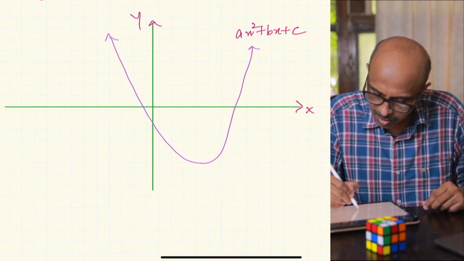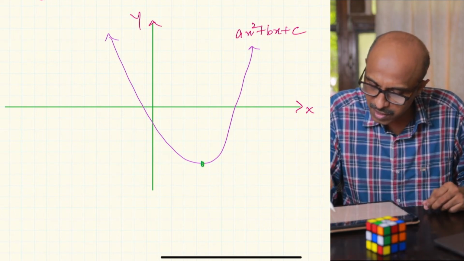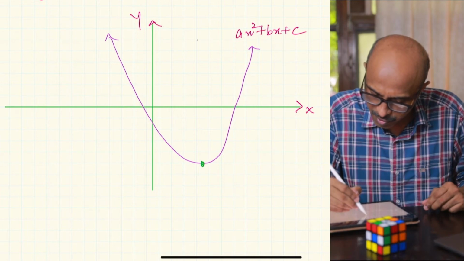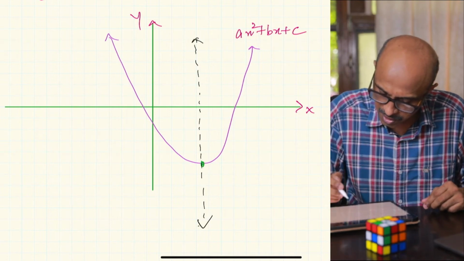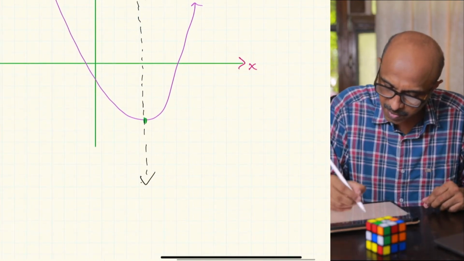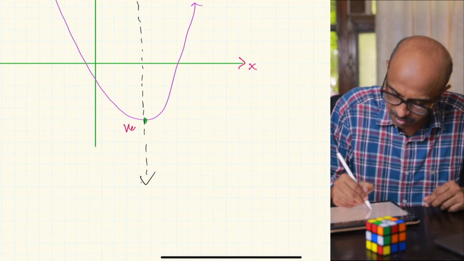And that means this is going to be my vertex, and we have already seen that the line of symmetry should pass through the vertex, okay? Line of symmetry. That's my vertex. Let me just quickly write it down there. That's my vertex.